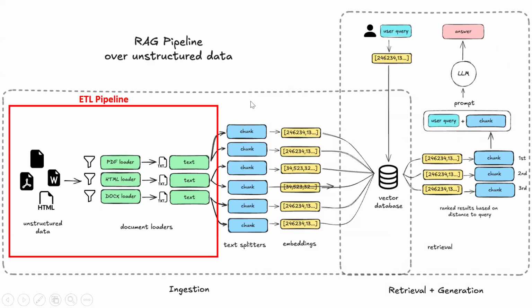Let me show you. This is the end-to-end pipeline. This is the ETL pipeline which we just talked about. These are unstructured data, and these are different loaders, document loaders. We will extract text out of it, and then we will create chunks: chunk one, chunk two, chunk three, and then we create embeddings out of it.